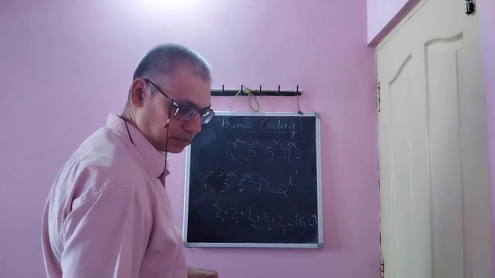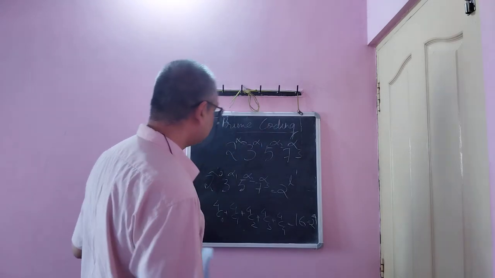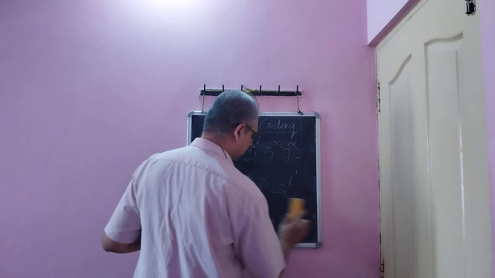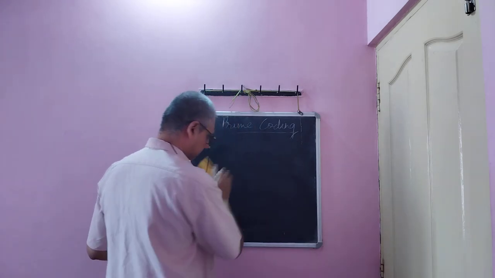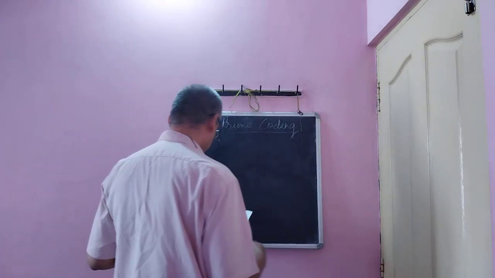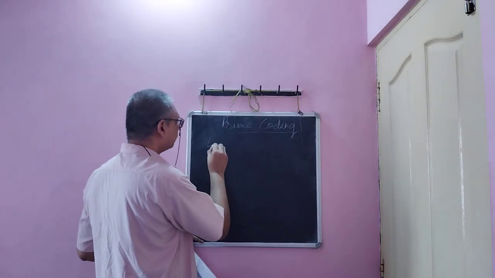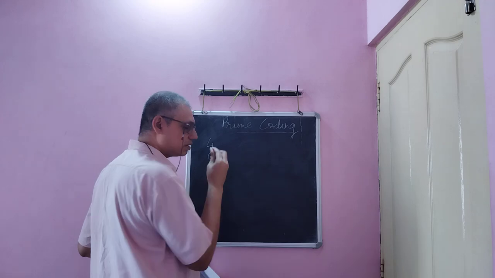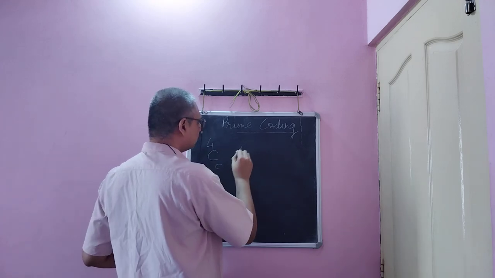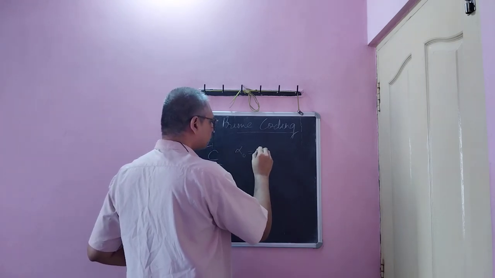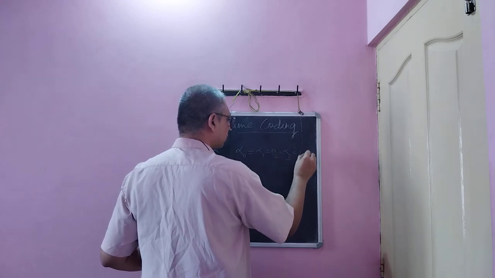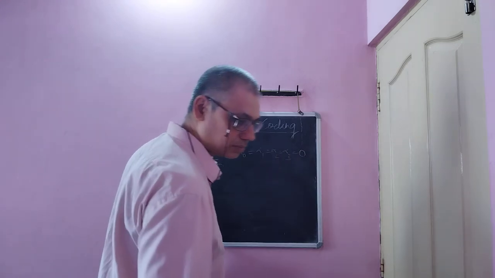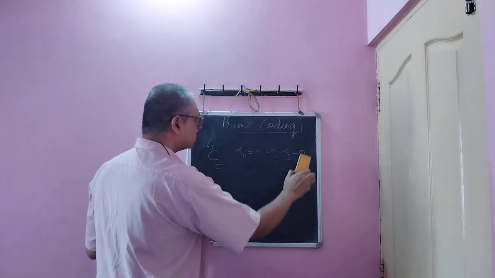So now we shall consider each and every one of these cases or combinations. Consider the first case, 4C0. This is a trivial case where alpha naught equals alpha 1 equals alpha 2 equals alpha 3 equals 0.